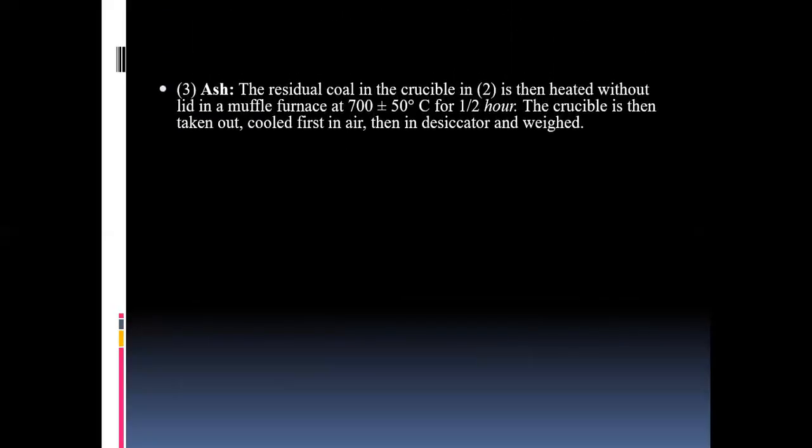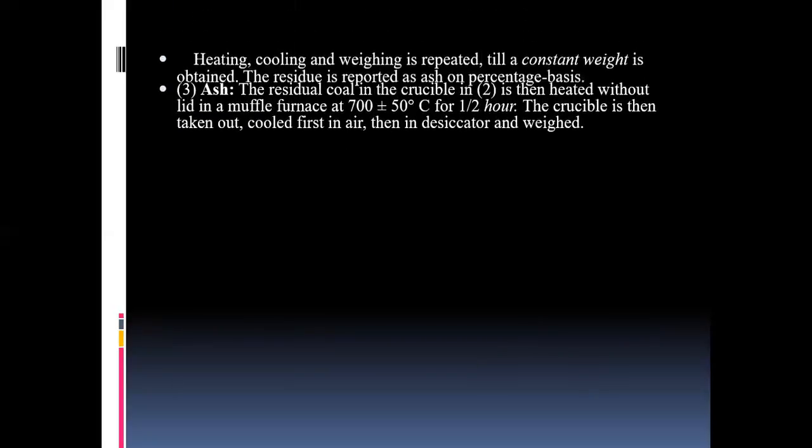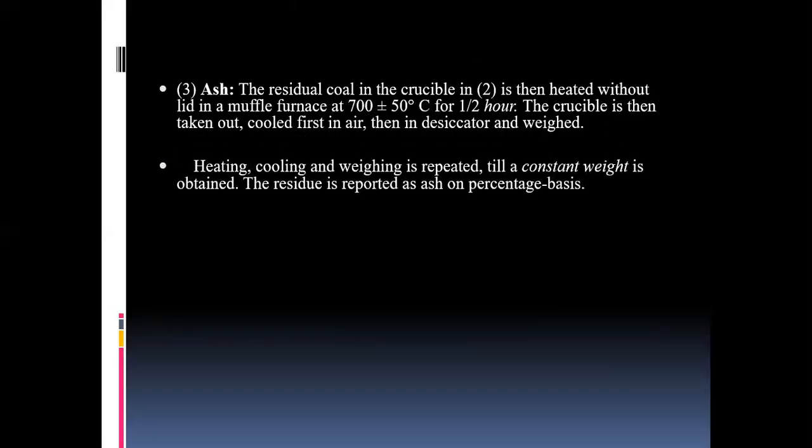The next analysis is the amount of ash that is present in the coal sample. The residual coal in the crucible from the above step is taken and heated without lid in the muffle furnace at 700 plus or minus 50 degrees centigrade for half an hour. Then the crucible is taken out and cooled in air, and the same procedure is followed. It is cooled in a desiccator, and again it is weighed.